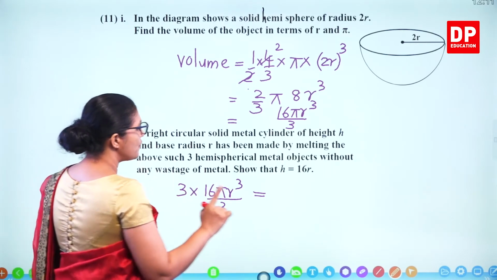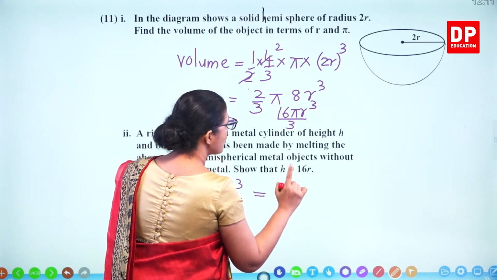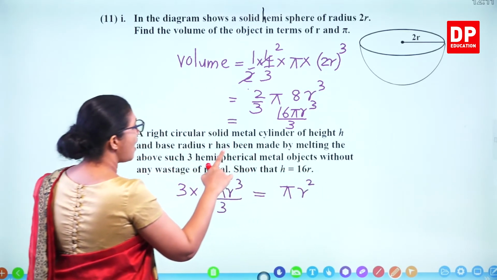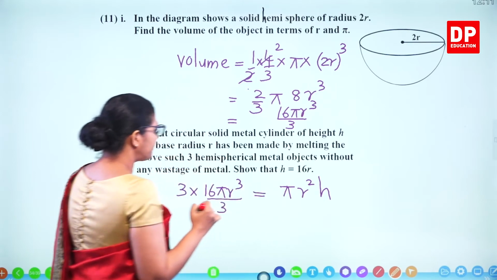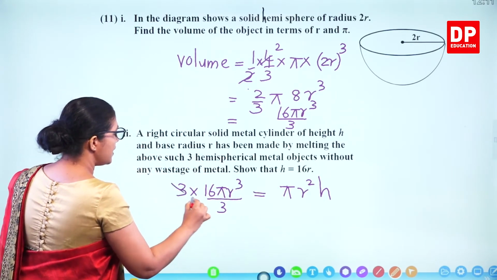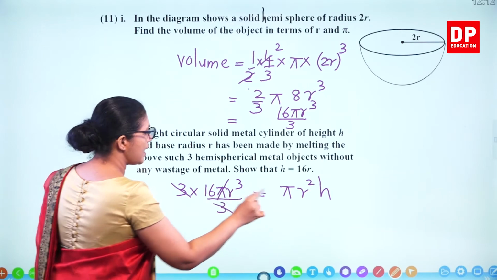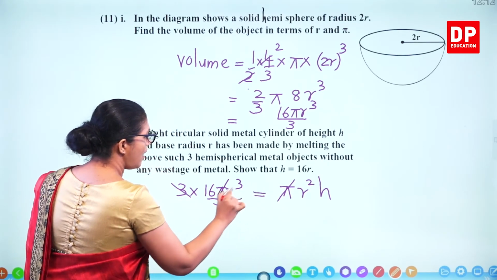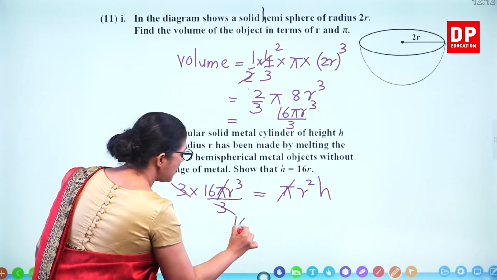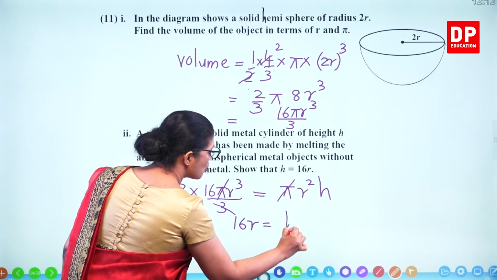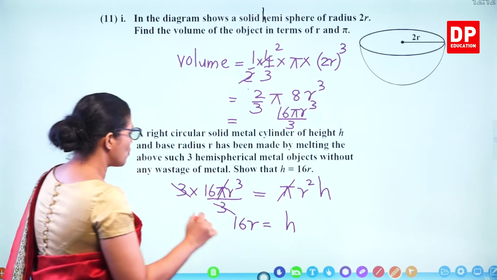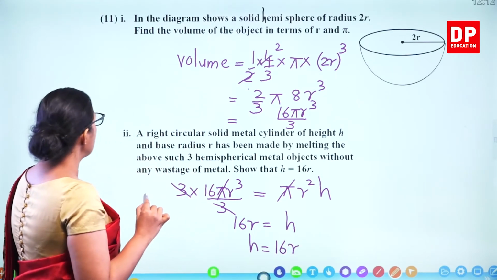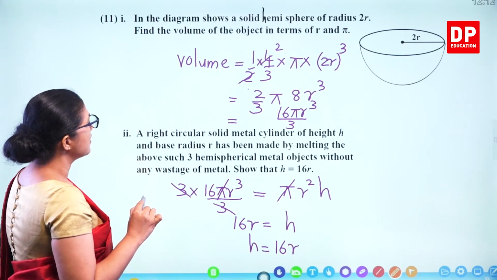So what's the volume of the cylinder? Pi r squared h. The radius is r, so r squared, and the height is h. Now 3 and 3 get cancelled out, pi gets cancelled out, and here r squared. So you get r here. 16r equals h. So that's what you have to show. So h equals 16r. So that's the second part.